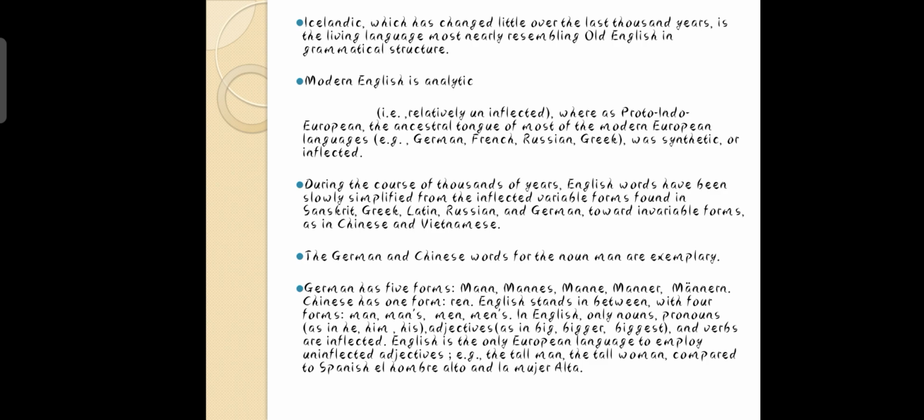The German and Chinese words for the noun man are an example. German has five forms: Mann, Mannes, Manne, Männer, Männern. Chinese has one form, ren. English stands in between with four forms: man, man's, men, men's.